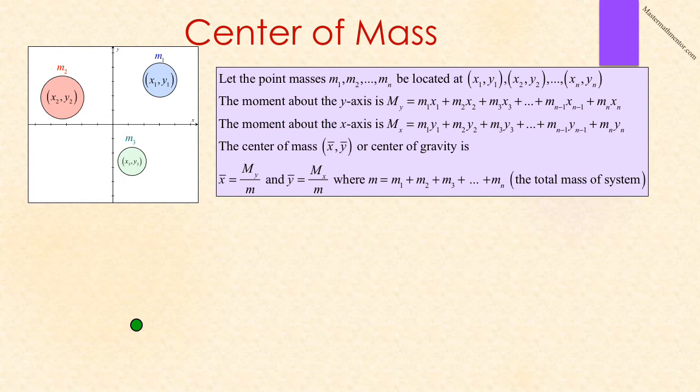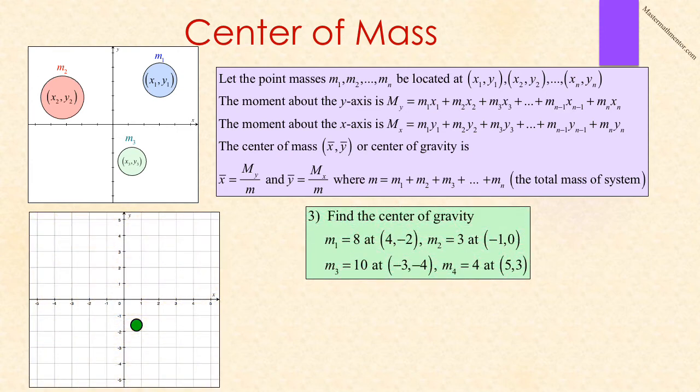So we now can find our center of mass, x bar, y bar, and we could also refer to that as the center of gravity, with x bar equaling My over m, and y bar equaling Mx over m, where m is equal to m1 plus m2 plus m3 plus ... plus mn, which is the total mass of the system. Let's see how that is used.